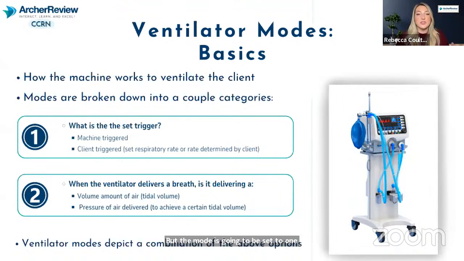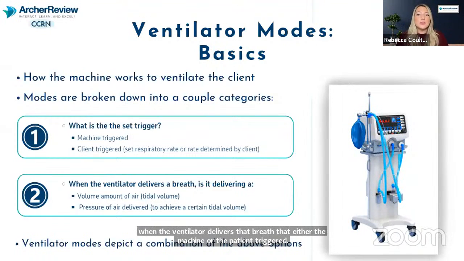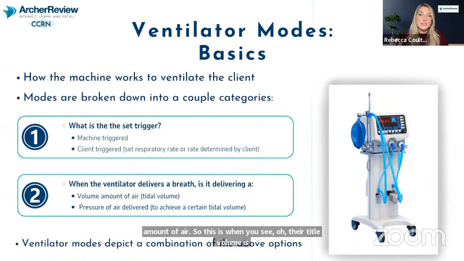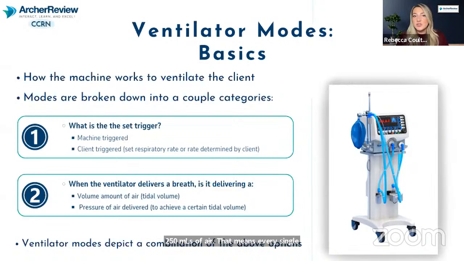But in those machine triggered modes, the patient is still allowed to trigger their breaths in addition to the rate that the machine is going to give them. Now, when the ventilator delivers that breath that either the machine or the patient triggered, how is it delivering it? We can either deliver a volume amount of air. So this is when you see, oh, their tidal volume is 250 mLs of air. That means every single time that patient takes a breath, whether the machine triggered it or they triggered it, they're getting 250 mLs of air.